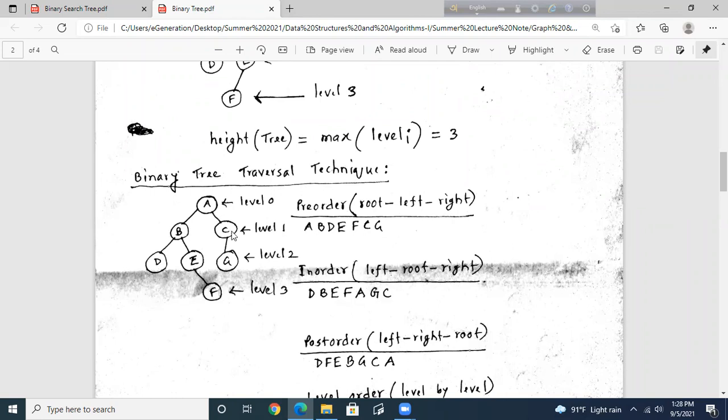Because C is root, then left is Z, then left of Z is not available. So this is the last left Z. So I have written G. Left is G. Root is C. And I have no right of C. So I did not write anything. So in order completed. Dear student, if you have any problem to understand in order traversal, please ask me question.